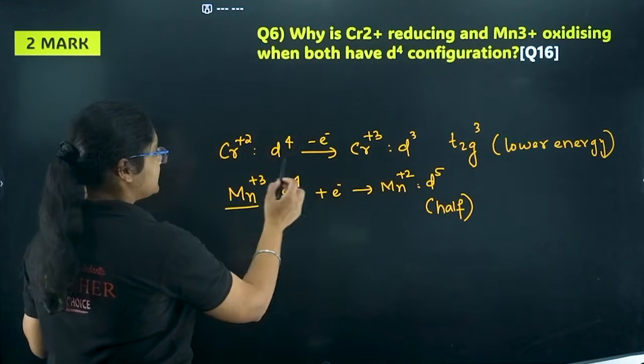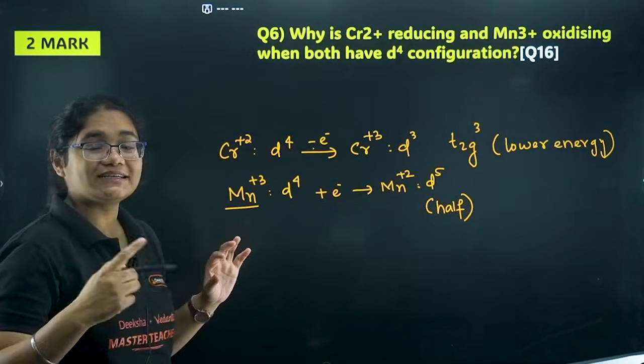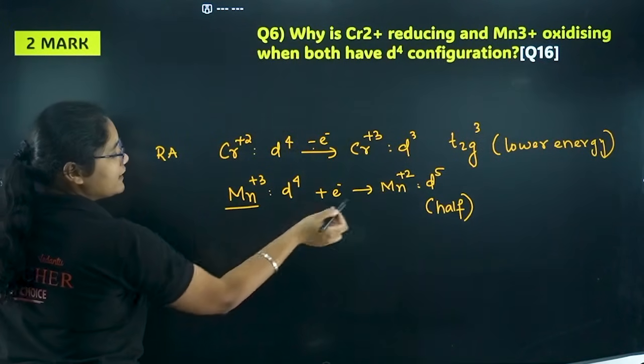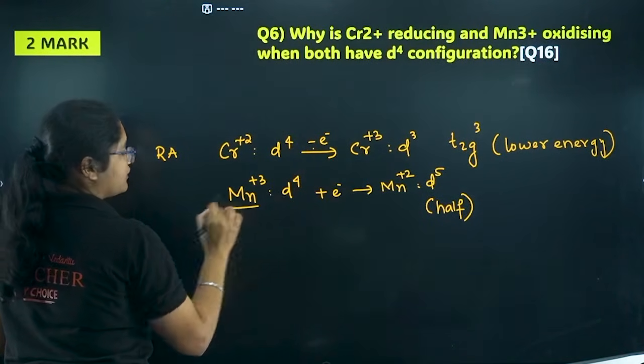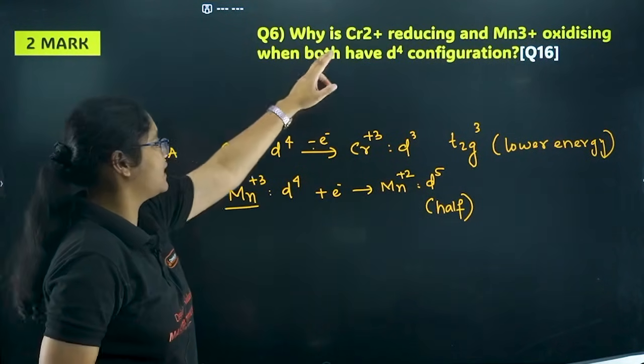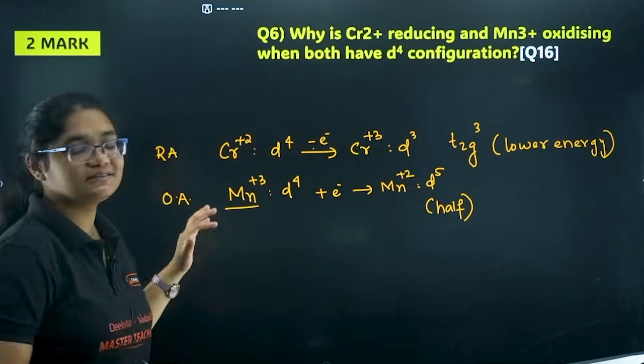But here what happens? It is losing electrons, right? Meaning it is undergoing oxidation, so it will behave as a reducing agent. Here it is gaining electrons, it is undergoing reduction, so it will behave as an oxidizing agent. Okay, so that is why Cr2+ is reducing and Mn3+ is oxidizing.